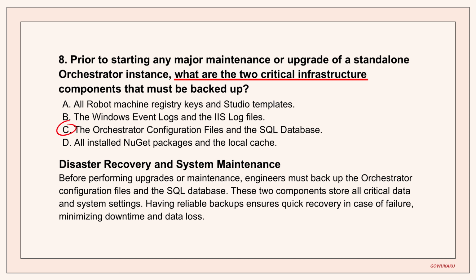Why simultaneously, though? Why can't we just restore the database, which has all the data, and then maybe manually re-enter the settings from the config files if needed? Because those application configuration files contain critical secrets, often encrypted. Things like the specific connection strings, encryption keys, identifiers. Basically, the information that lets the orchestrator application properly find and talk to that specific SQL database instance it expects.